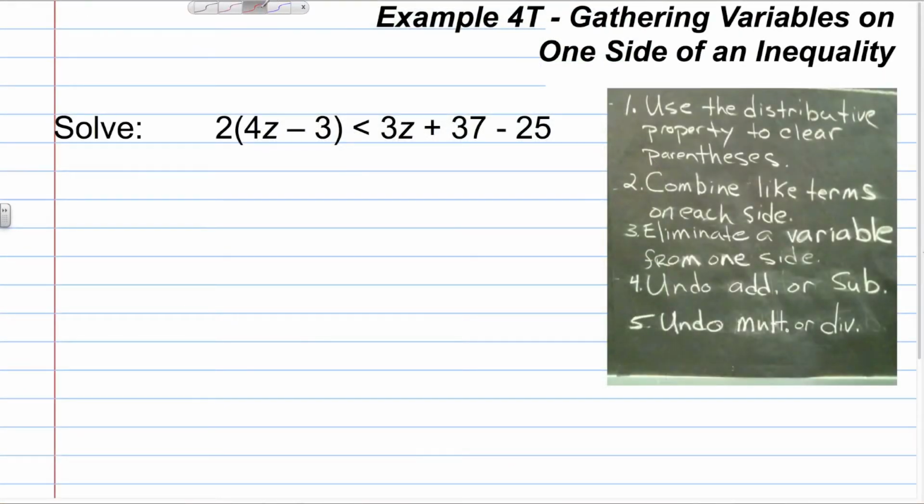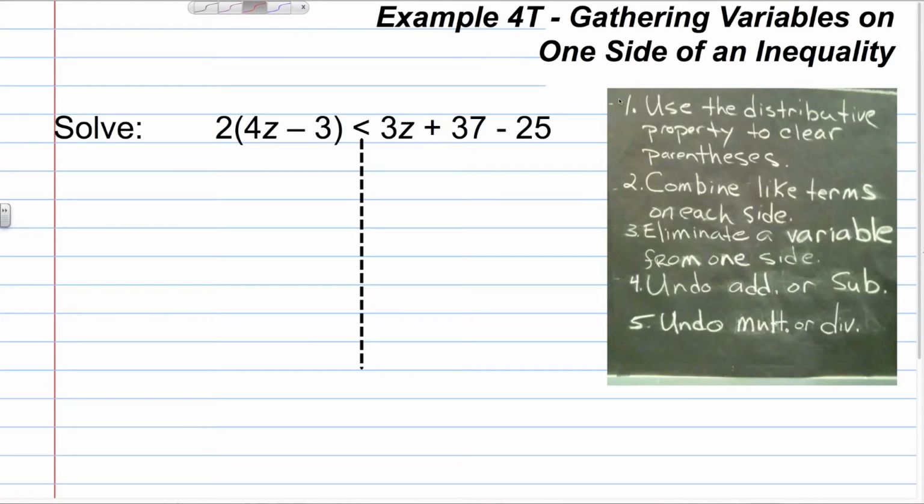Example 14. Gathering variables on one side of an inequality. We're told to solve this inequality. Let's read it: 2 times the quantity 4z minus 3, close parenthesis, is less than 3z plus 37 minus 25. Remember, this inequality symbol serves as the middle of our equation. So if you want, you can use a dashed line just to keep the left and the right straight.